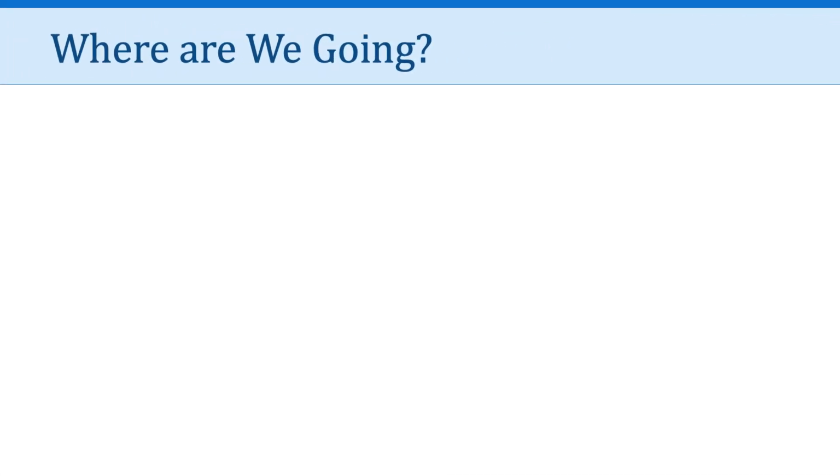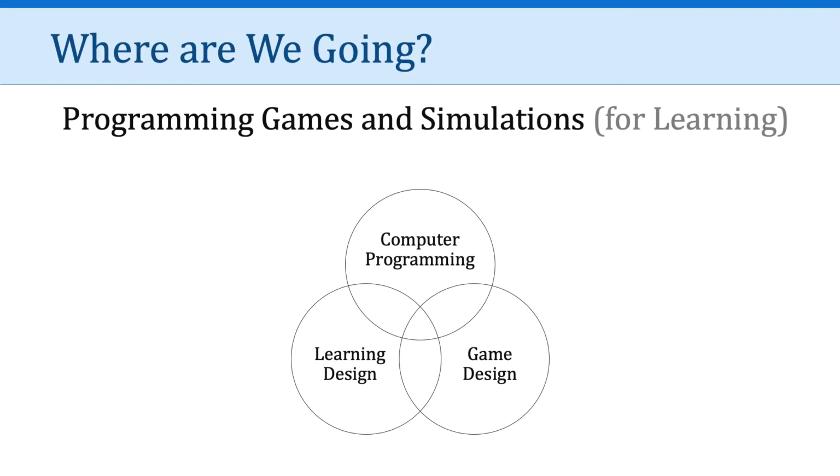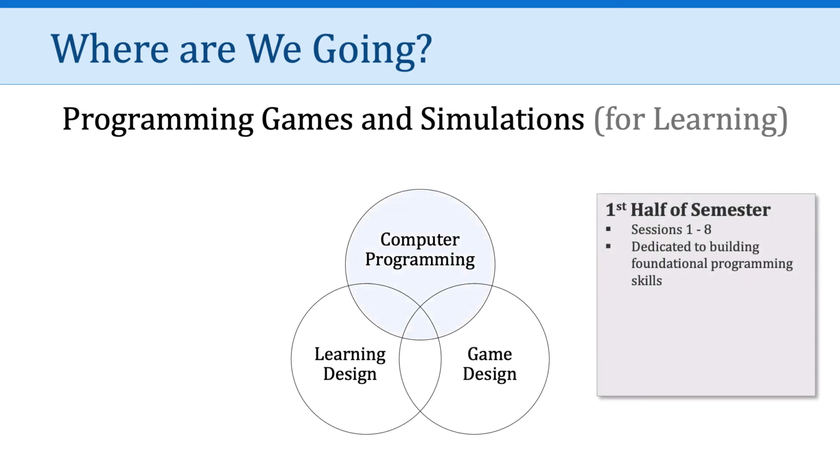So you might be asking yourself, where are we going with all of this? Remember at the beginning of the semester, I argued that this course is really about 3 overlapping areas: computer programming, game design, and learning design. In the first half of the semester, we are focusing solely on computer programming, and sessions 1 through 8 are all going to be dedicated to understanding Godot and, more importantly, Godot script.